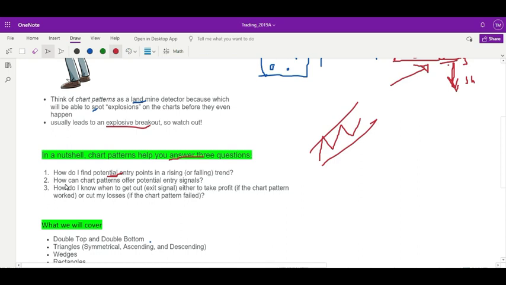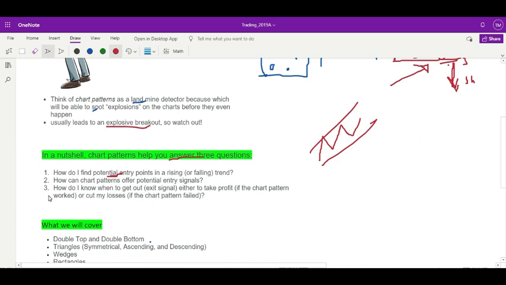The second question is, how does a chart pattern offer you a potential entry signal? A chart pattern should also give you a potential entry signal. So the first one is to identify on a trend if there's a potential entry, then it gives you a signal. That is the second question.